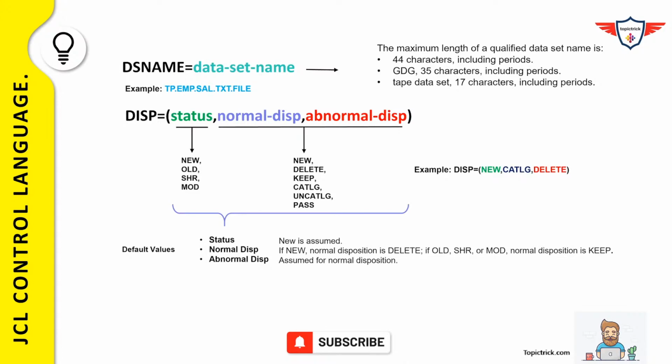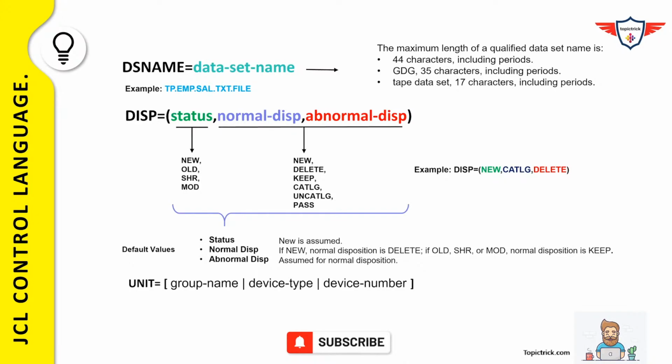Finally, the value of the abnormal disposition parameter instructs the operating system what to do with the dataset if the job ends abnormally. The possible values are delete, keep, catalog, and uncatalog.